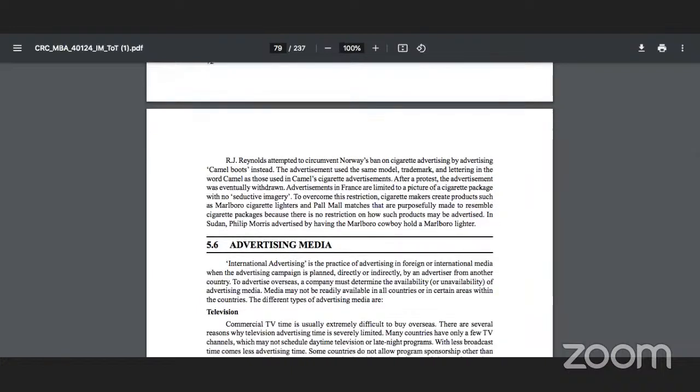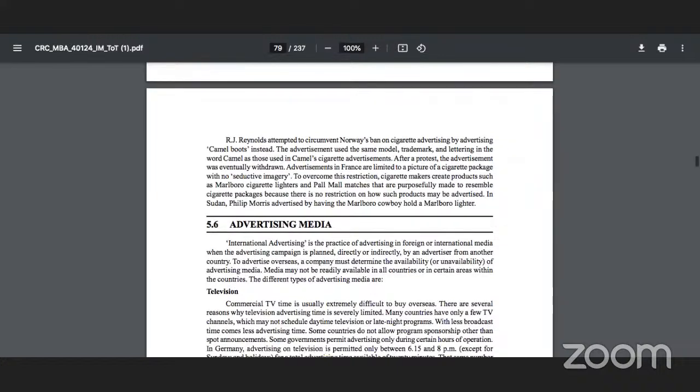We have also seen advertisements in France where they're limited to a picture of a cigarette package with no seductive imagery. So it is just the restriction that they have placed in terms of the advertising. But what do the cigarette makers do? They create products such as Marlboro cigarette lighters and Pall Mall matches that are purposefully made to resemble cigarette packages because there is no restriction on how such products are being advertised. So again, it's a way to circumvent the law.